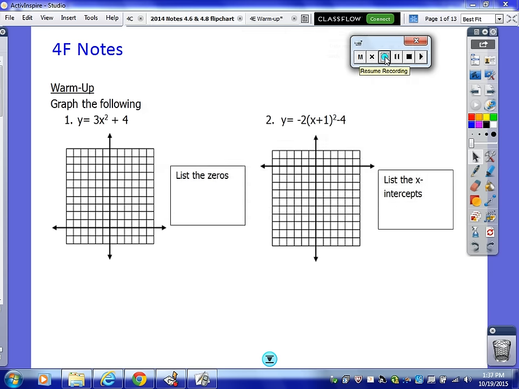Alright, this is 4F notes. Let's start off by first graphing each of the following. So let's graph y equals 3x squared plus 4. This means it is moved up 4, so it has a vertex of (0, 4).